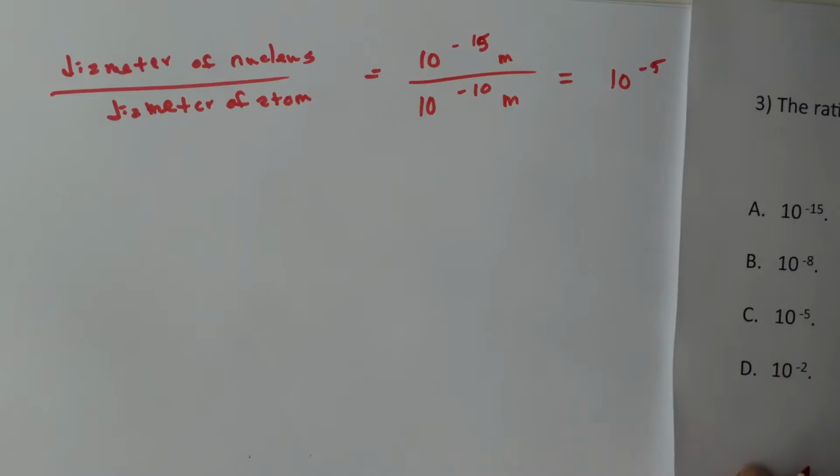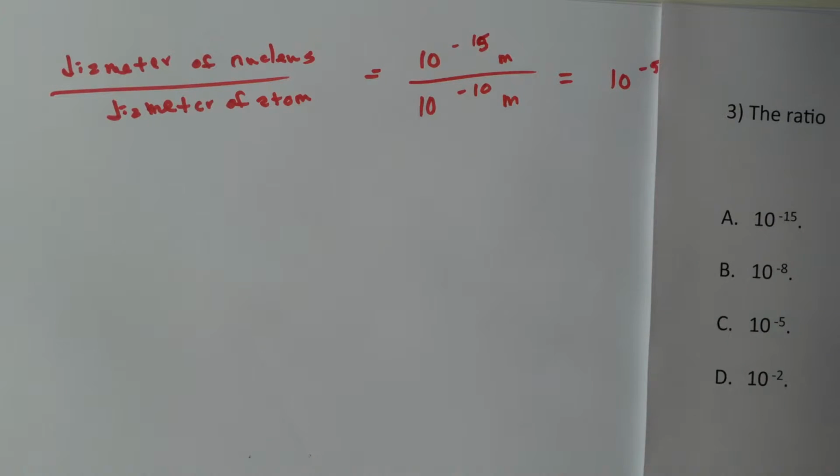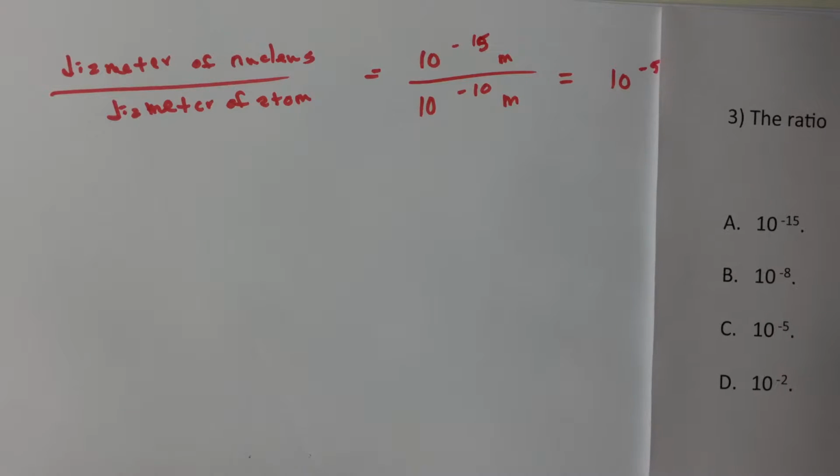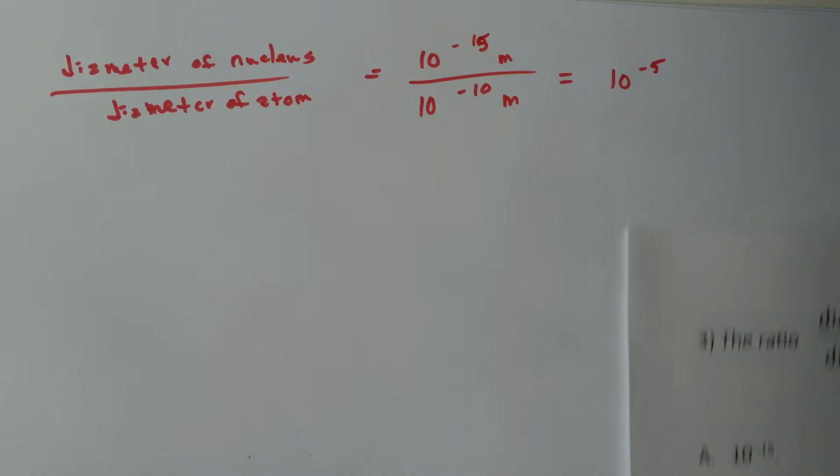So choice C, 10 to the negative 5. And again, these values are pulled right off of activity 1.1c. Next up.